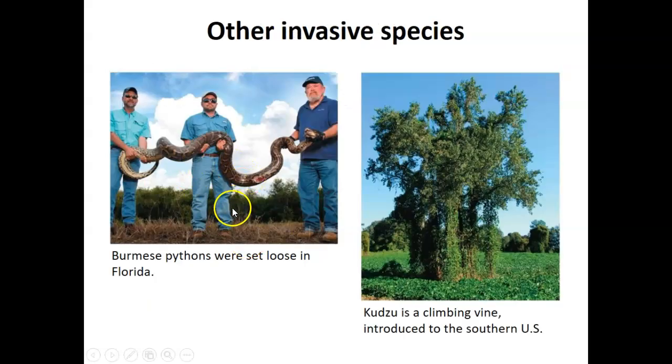Here's another example. Pythons were set loose in Florida, and they are an invasive species. It's a huge snake that can eat a lot of vegetation or small animals. Kudzu is a climbing vine that was introduced to the southern US. It can kill the trees.